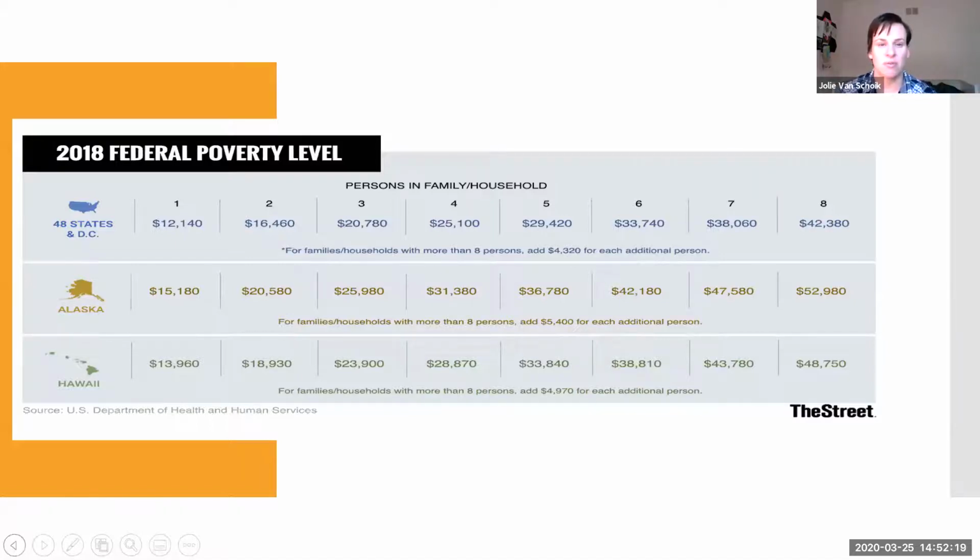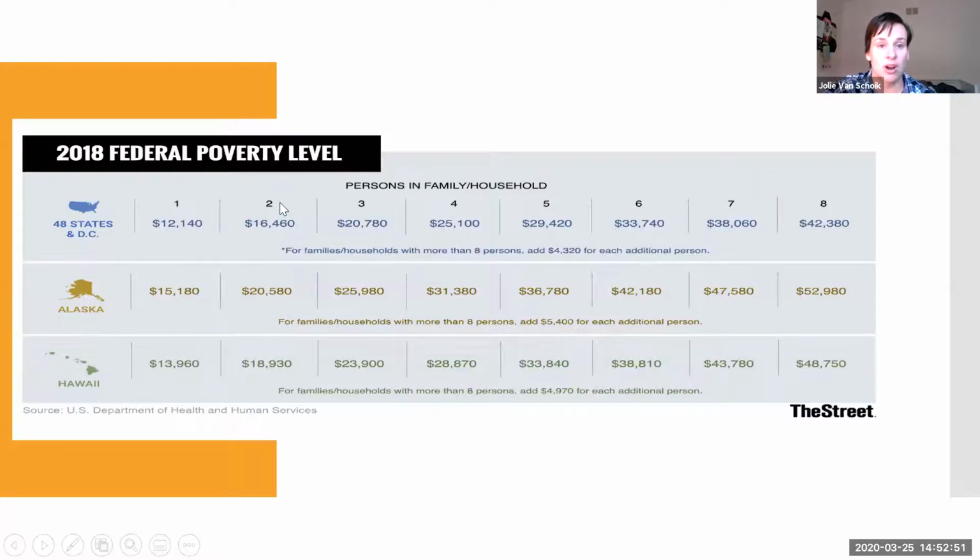These are some of the federal poverty level classifications. Alaska and Hawaii have their own, but here in the United States, the lower 48, as we like to say, this is how much money you would need to make in order to not be considered at the poverty level. If it was just you and you made around $12,000, then you would be in the federal poverty level.